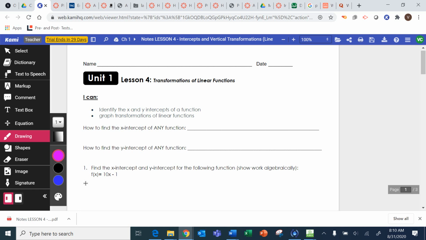All right, to find the x-intercept of any function, Brooke, are we talking about, plug in 0 for y? Perfect, perfect. We're going to plug in 0 for y.